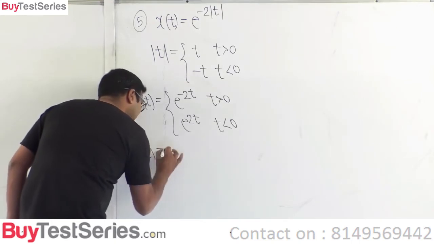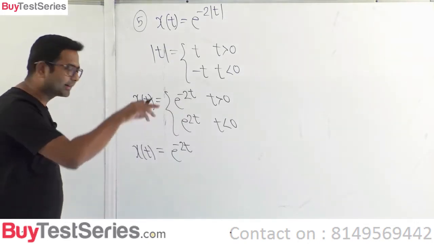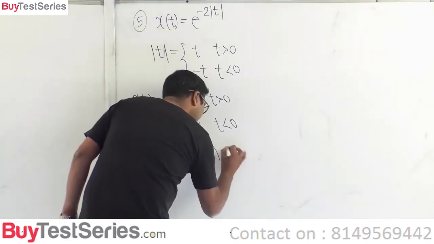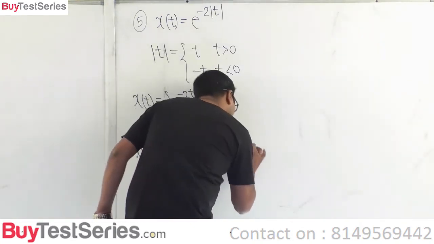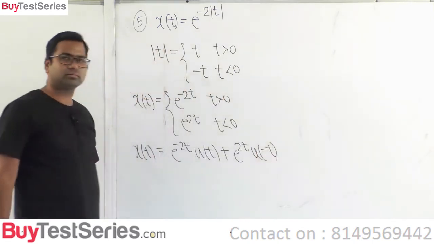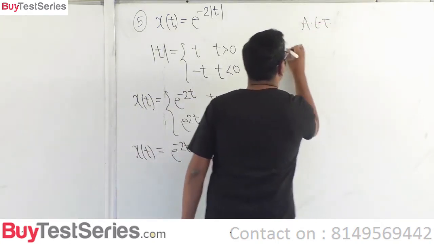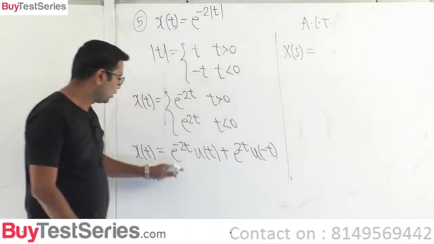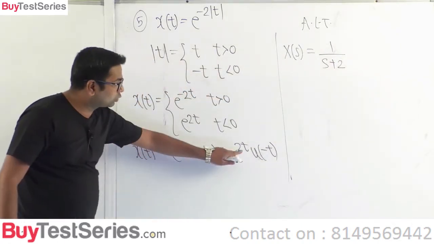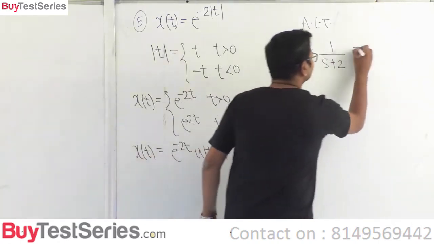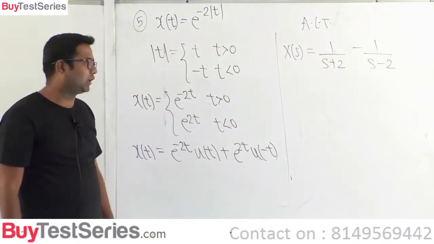Therefore, I can write x of t as e raised to minus 2t. Since e raised to minus 2t exists only for t greater than 0, we should multiply it by u of t. Whereas, since e raised to 2t exists only for t less than 0, we should multiply it by e raised to 2t, u of minus t. Now, if we apply Laplace transform, the Laplace transform of e raised to minus 2t u of t will be 1 upon s plus 2, whereas e raised to 2t u of minus t will be minus 1 upon s minus 2. This can be calculated from the formulas we have derived earlier.